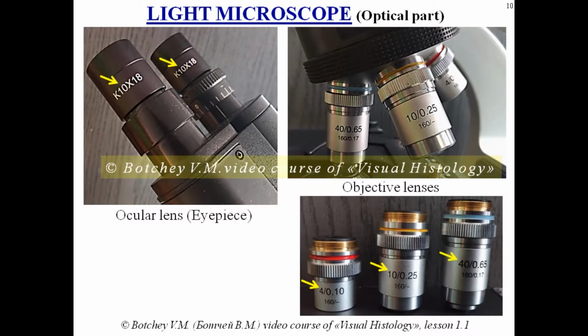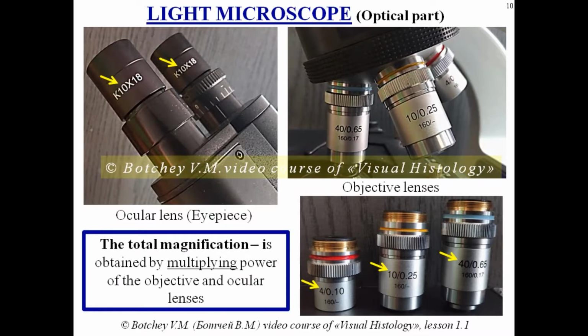If you know the magnifying power of all the lenses in the microscope, you can easily calculate the total magnification of the microscope. You need to multiply the magnification of the ocular by the magnification of the objective in use. So, our microscope has an optical system with a small or minimal magnification, which is 40 times, a middle magnification, which is 100 times, and a highest or maximum magnification, which is 400 times.